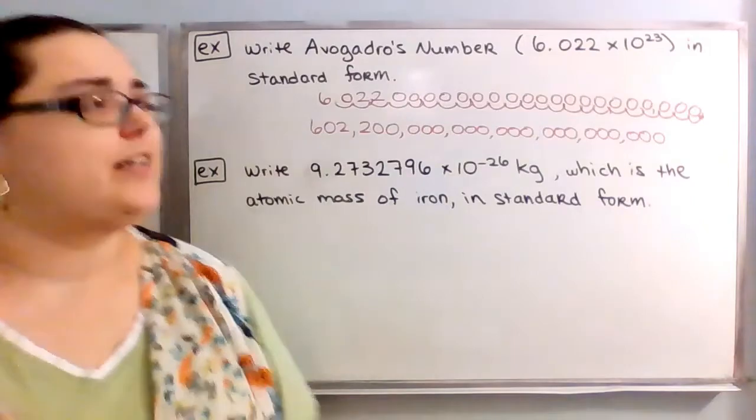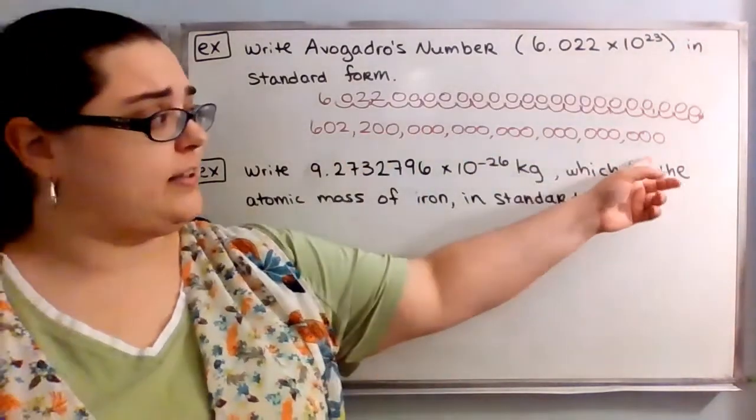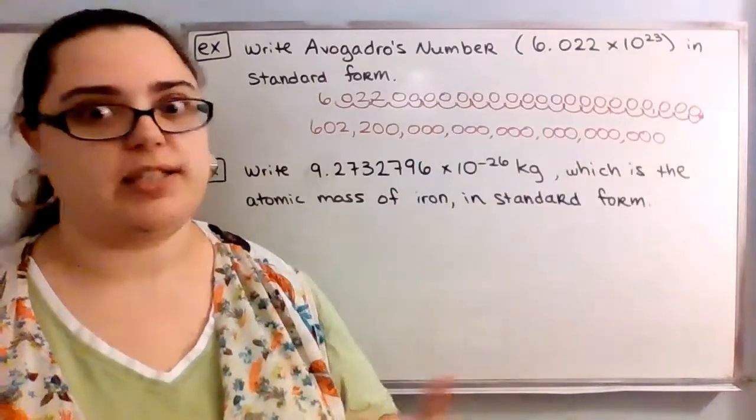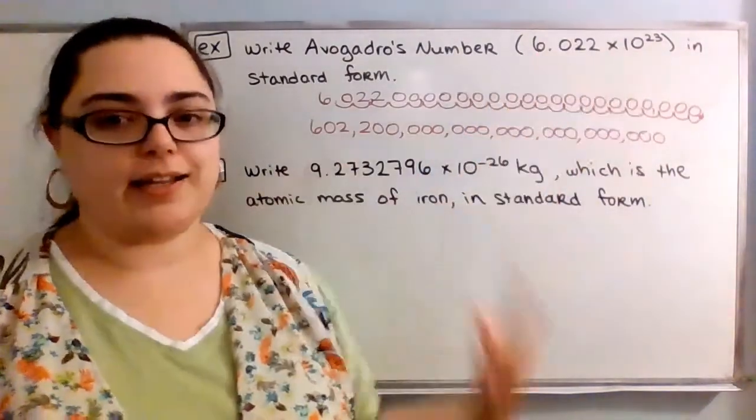So you can see, if I were dealing with this number a lot, then writing it out like this could be really confusing. It's really easy to drop a zero someplace. So having it in this concise form makes it a lot easier to work with.